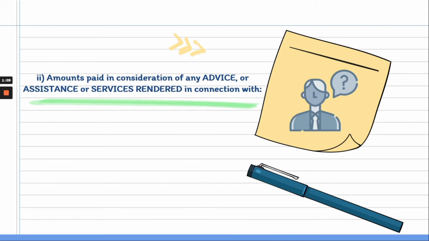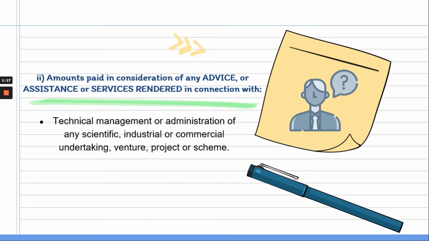Next, section 4A2 is about amounts paid in consideration of any advice or assistance or services rendered in connection with technical management or administration of any scientific, industrial, or commercial undertaking, venture, project, or scheme. For example, management fees, survey fees, or agency fees.